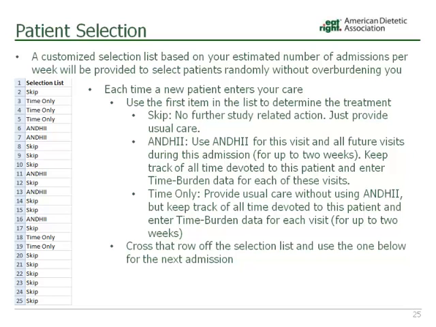What it will do is be a list of 3 options: skip, time only, or ANDHII. For skip, that patient is not going to be related to the study at all. You just provide your usual care and don't do anything special for them in terms of the study. Since you're only using ANDHII for a few of your patients, skip is the option that you'll probably see the most.